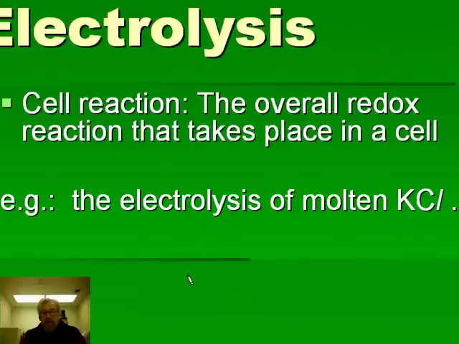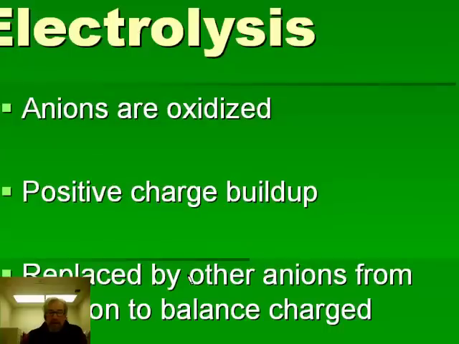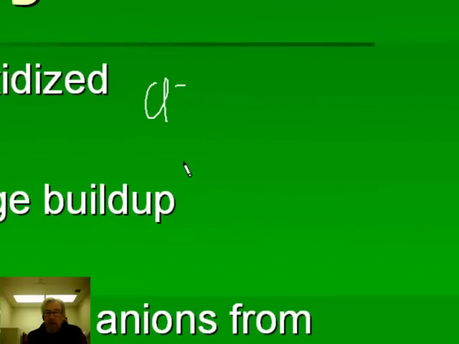The cell reaction is the overall redox reaction that's taking place inside that cell during electrolysis. For example, say we were going to melt some KCl and pass electricity through it. At the anode, we would see anions being oxidized. Well, the anions in KCl are Cl minuses. They would produce Cl2 and release 2 electrons. That's what the balanced half reaction looks like.